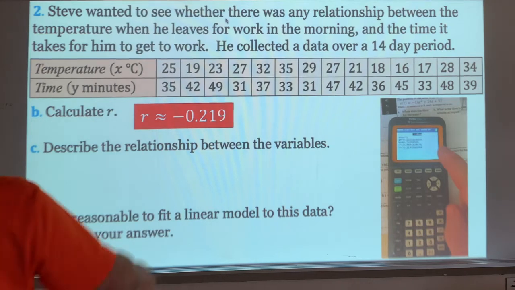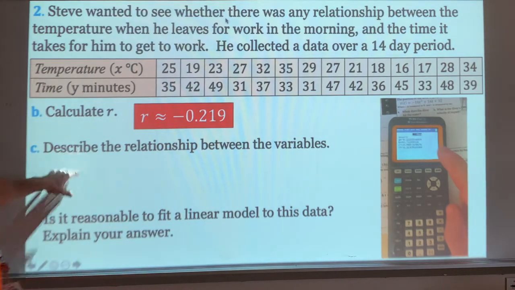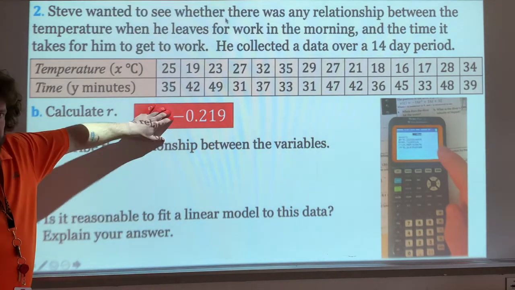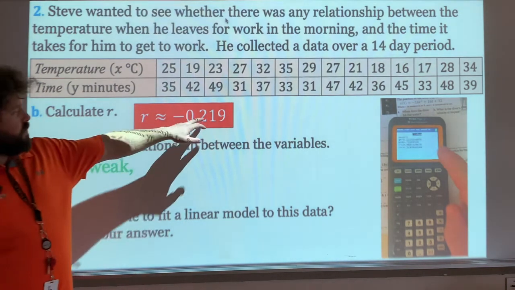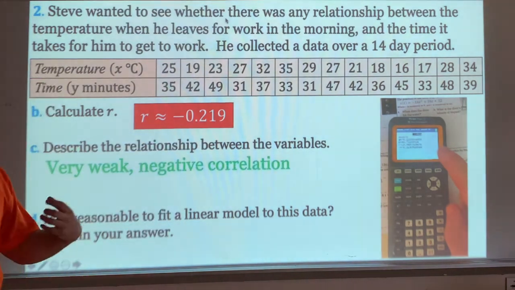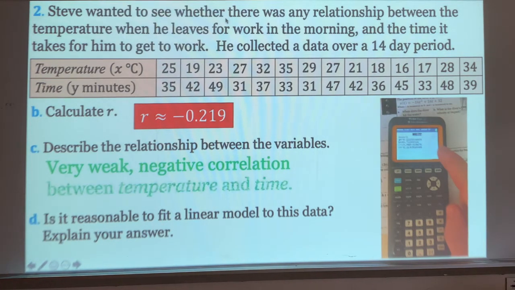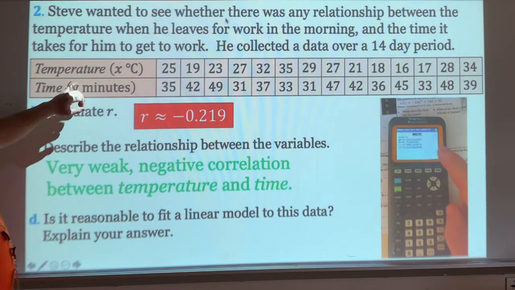0.219. Remember 3 significant figures. So describe the relationship between the variables. Describe this. It's negative. We said it was very weak, so it's a very weak negative correlation between the two variables, temperature and time.